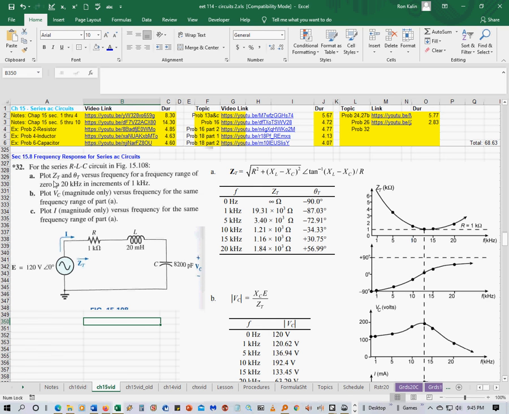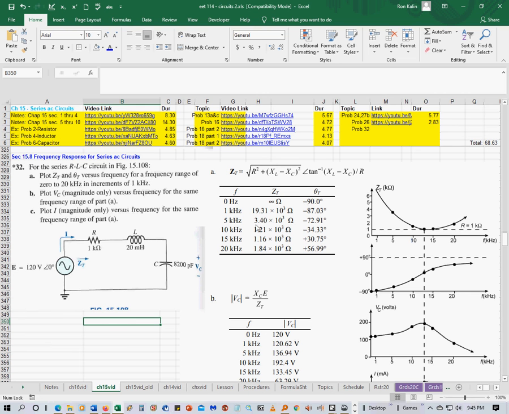So part A says plot Z sub t and theta sub t versus frequency for a frequency range of 0 to 20 kilohertz in increments of 1 kilohertz. So first you have to figure out what Z sub t magnitude is. And that's going to be the square root of R squared plus (X sub L minus X sub C) squared. And the phase angle will be the inverse tangent of (X sub L minus X sub C) divided by R.